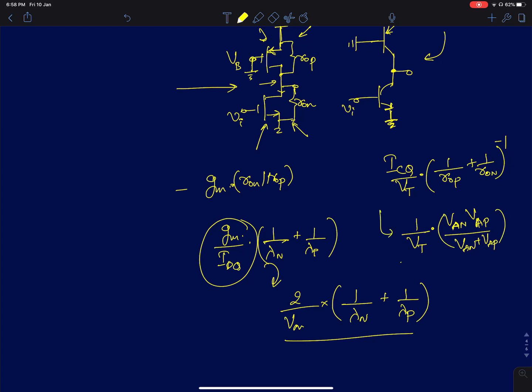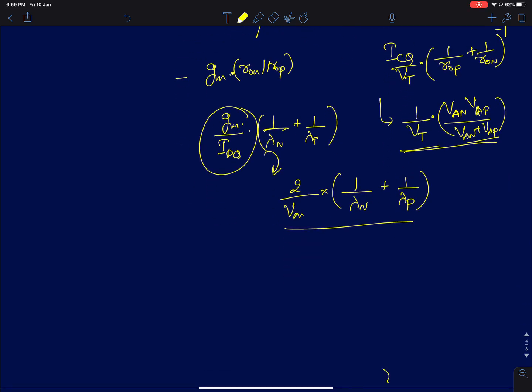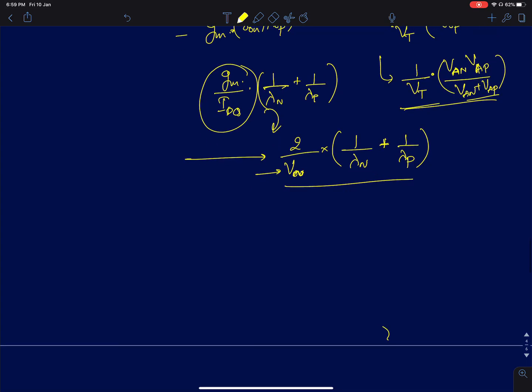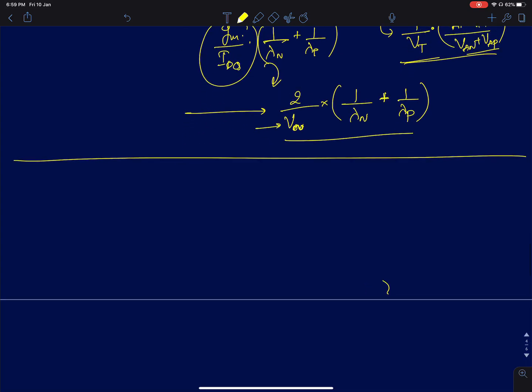Again, if you see this expression for gain, the intrinsic gain of a PNP transistor, it is independent of the bias current, the quiescent collector current with which both the devices are biased. Whereas, for a common source configuration, the gain does depend upon the bias currents and the W-L ratios, because it depends on Vov, the overdrive voltage, which in turn depends upon the bias current and the W-L ratios. Okay, so that's it about the intrinsic gain of common source configuration.